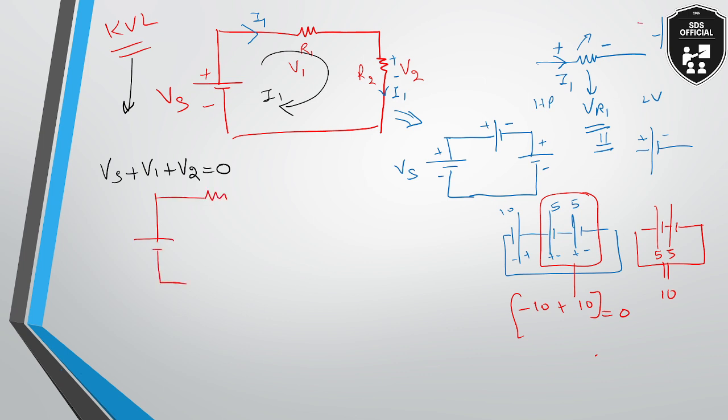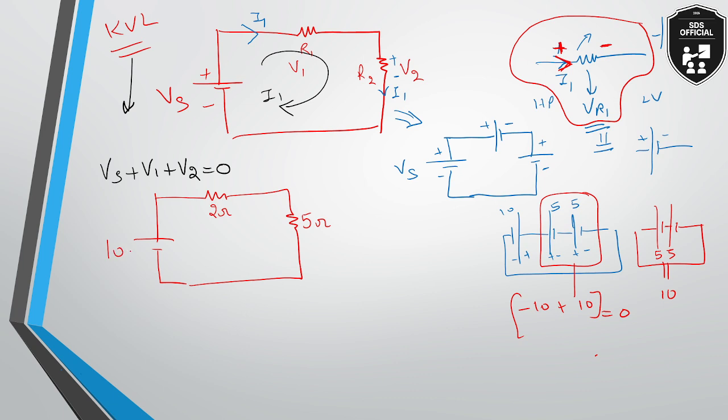Just remember this thing is very important. If current is flowing in this direction, that means here the potential is positive and here the potential is negative within a resistor. Now we will take numerical values. Let us say this resistor is 2 ohms, this resistor is 5 ohms, and this battery is 10 volts. Let us say current I is flowing through this.